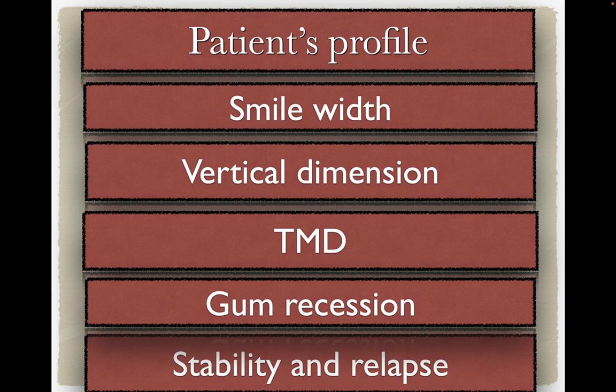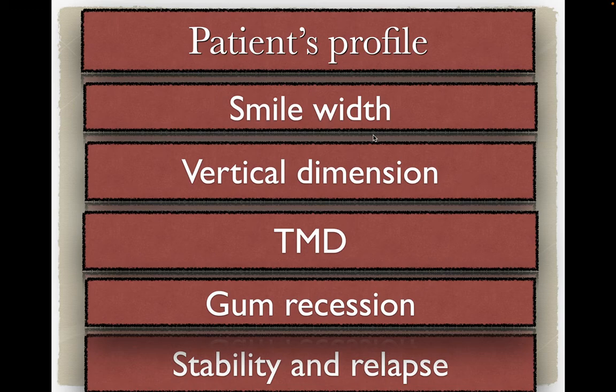So let's summarize everything. Patient's profile. Well, we know that if we do extraction and retraction, the movement of the lip is highly variable between patients. This response of lip movement depends on the soft tissue of the patient rather than how much we retract the upper incisors. The thicker the lip, the less they will react to the incisor retraction. The thinner the lip, the more they will react to the incisor retraction.